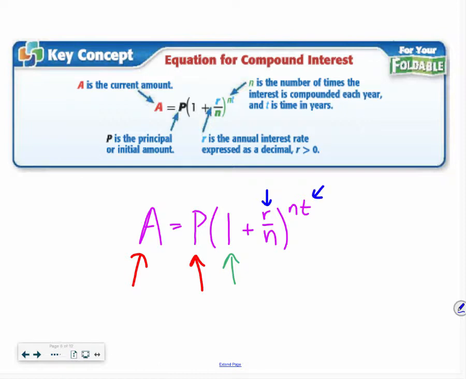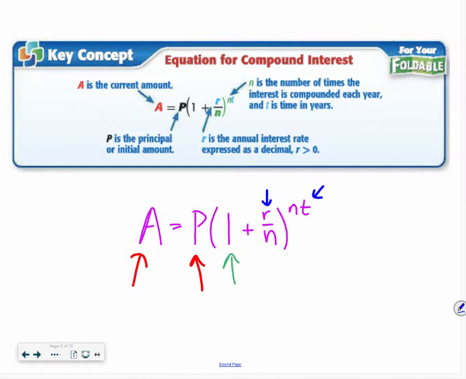T still represents time. This is specifically time in years, though. Sometimes they'll trick you and say something like 6 months, so you have to change T to 1/2. Or if they say quarterly, then you're going to do 1/4. But just be careful as you read.